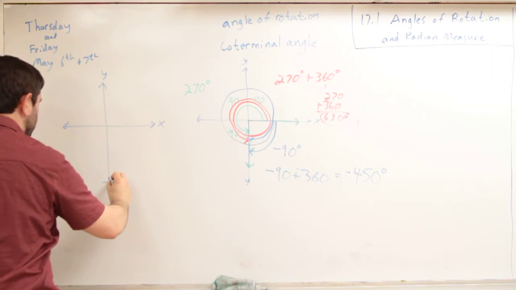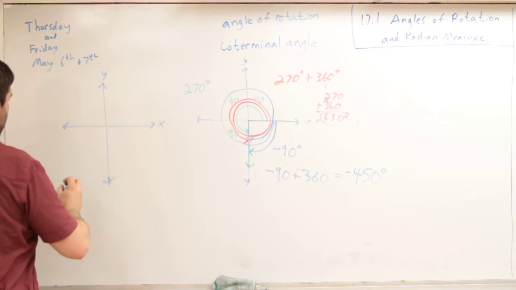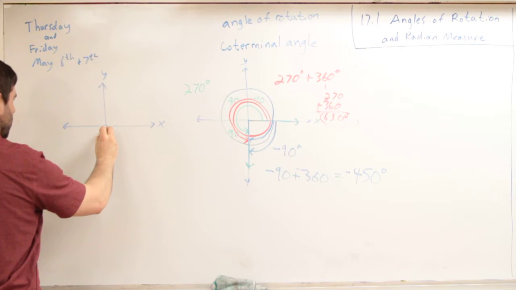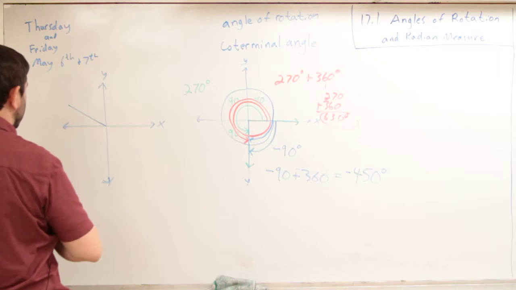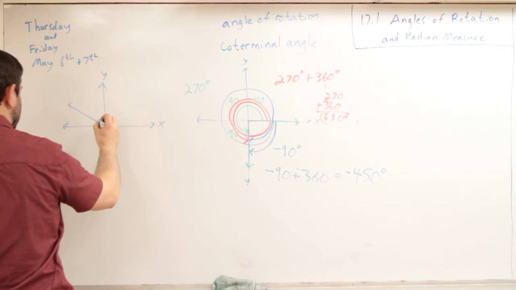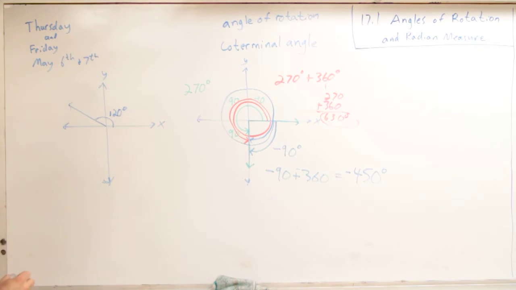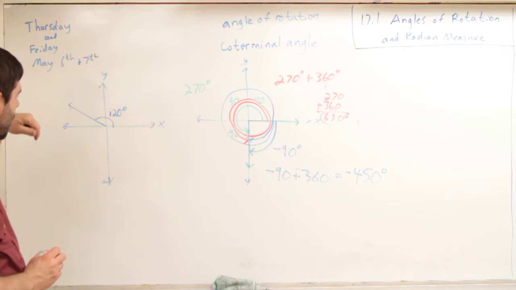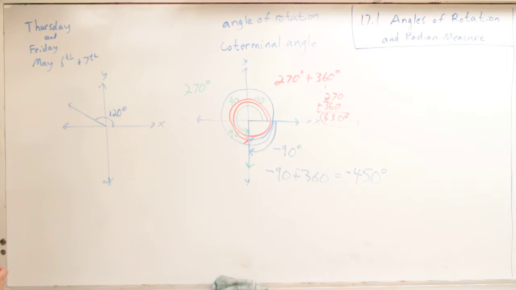X, Y. Let's put an angle here. And we'll call this 90 plus 60. We'll call this 120 degrees. Okay, so I want you to find the next angle that is coterminal with this angle with a degrees that's greater than 120.